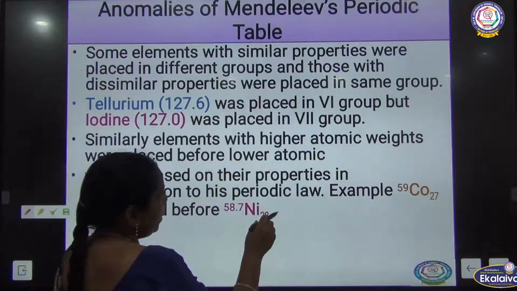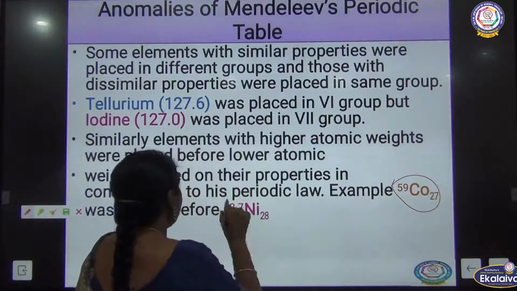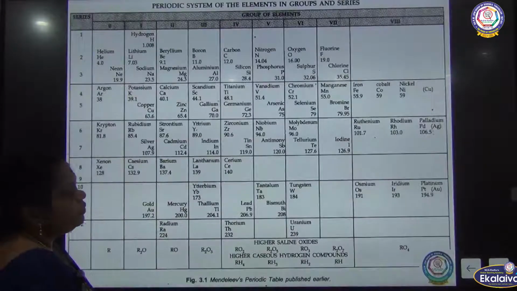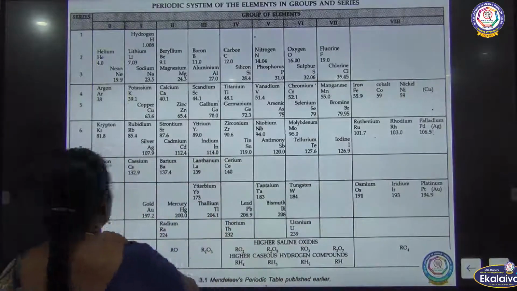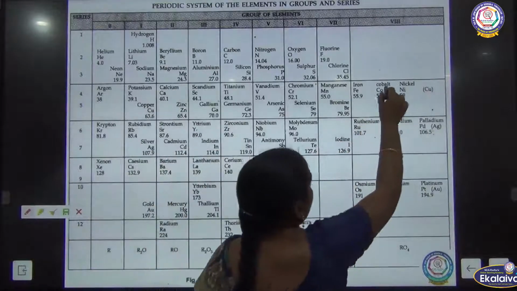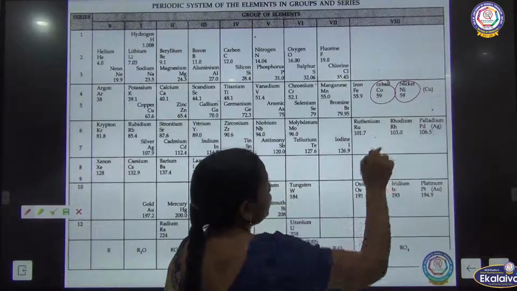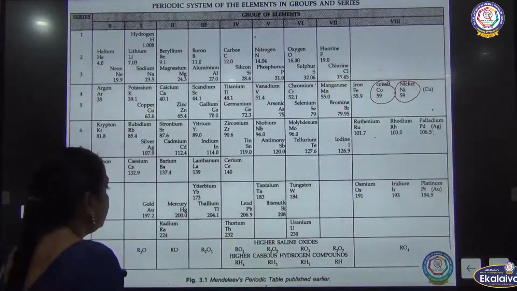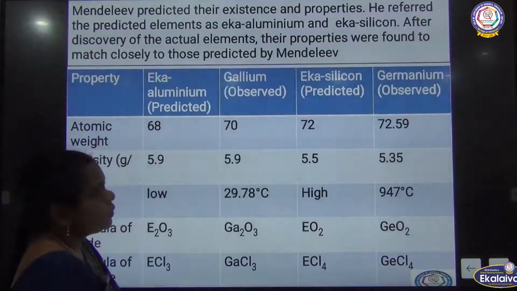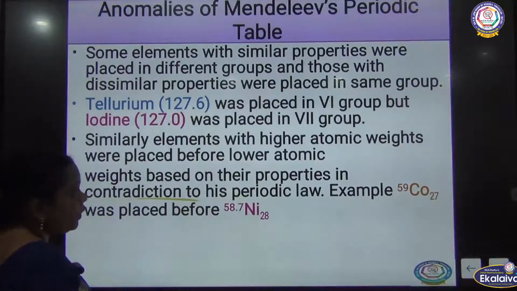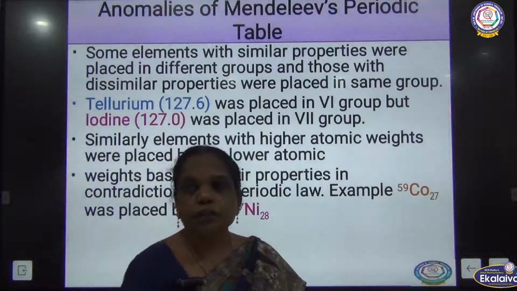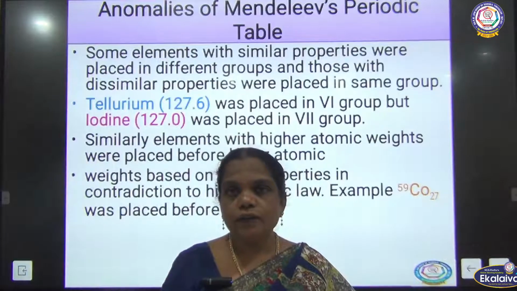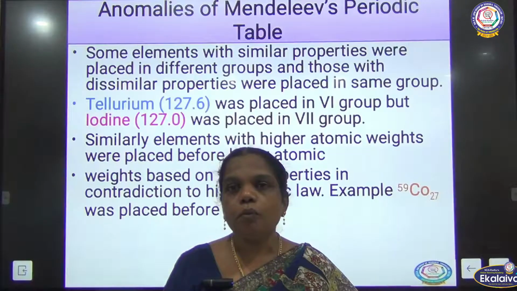And next, based on atomic weight, the properties are periodic. Now cobalt and nickel can also be placed differently. Cobalt and nickel are almost different, but they are found in the same group, iron, cobalt, nickel. So there is a difference in the periodic table. Mendeleev's periodic table, arranged based on increasing order of atomic weight, also has some limitations. After that we will see the modern periodic table.